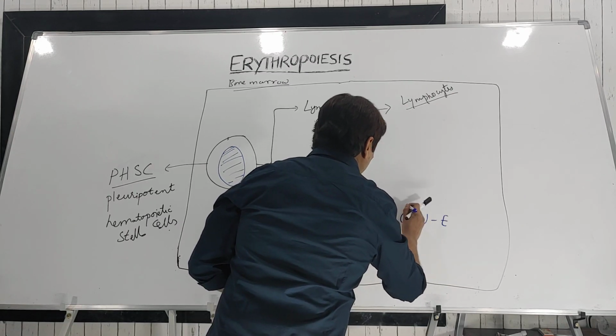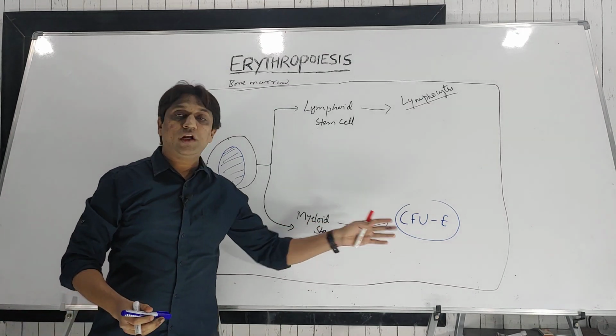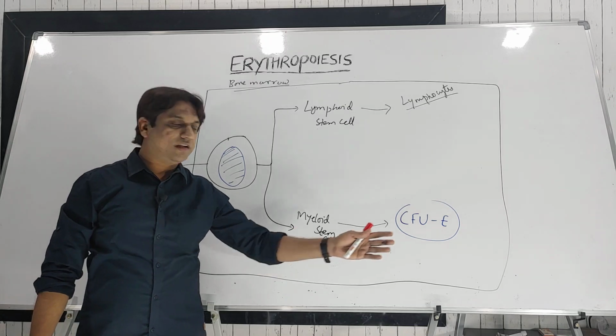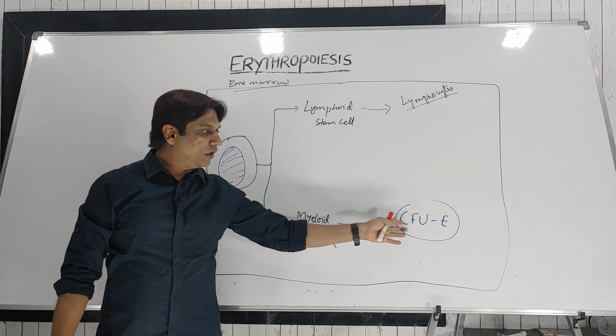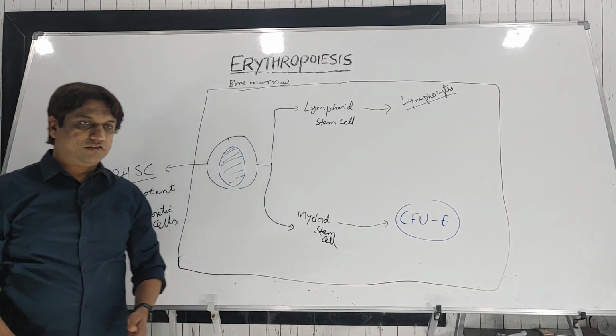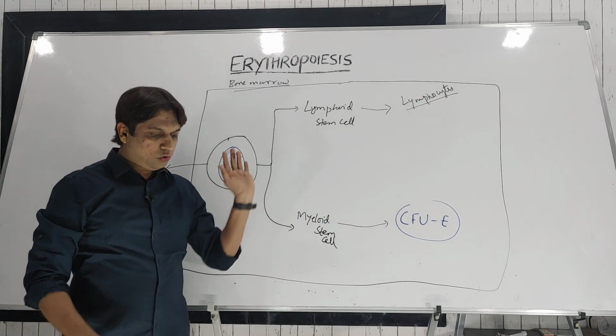Okay, E. So there will be many such series from the myeloid stem cells. For example, colony forming unit megakaryocyte, colony forming unit GM, that is granulocyte and monocyte, and so on. But we'll just discuss this colony forming unit erythroid. Now these are committed cells, all immature cells that will ultimately develop into blood cells.